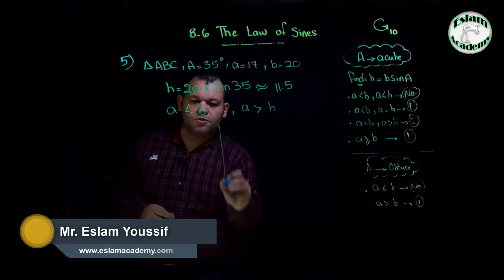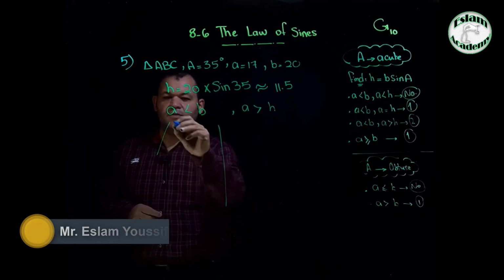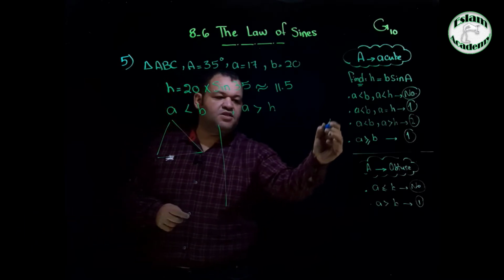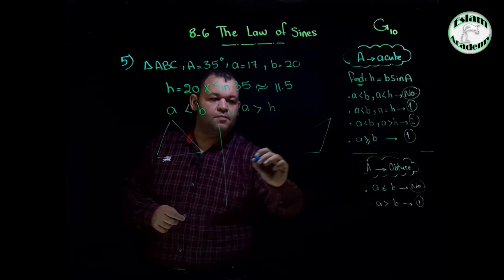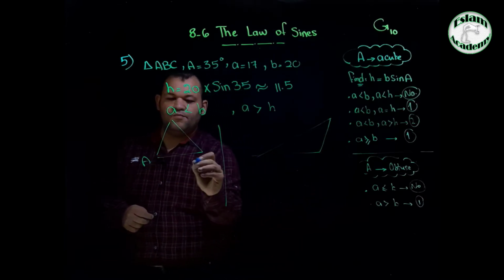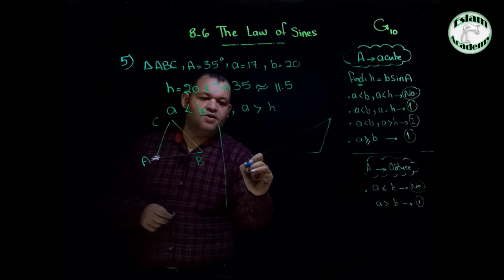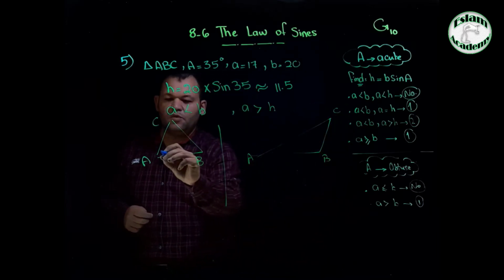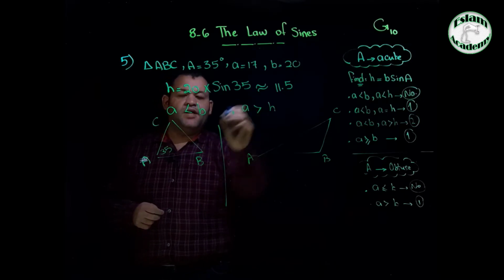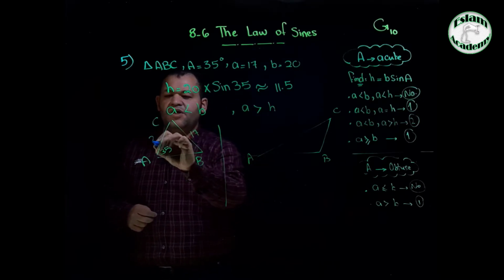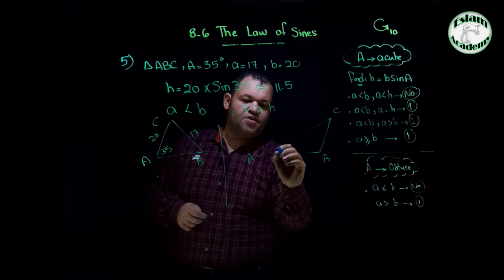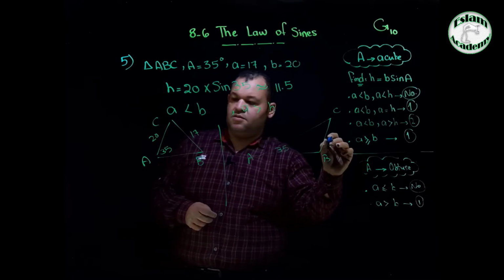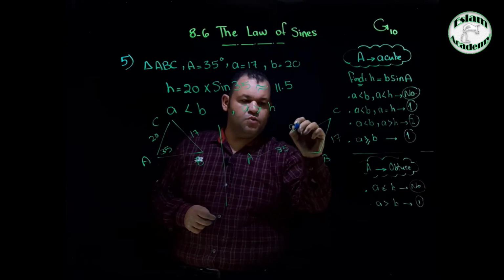So we'll divide the board this way. That's the acute angle, and that's the obtuse angle. That's A, B, and C. Measure of angle A equals 35, a equals 17, and b equals 20. That's the same, that's 35, and that's 17, and b equals 20.